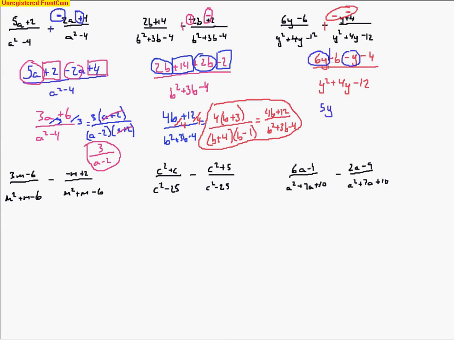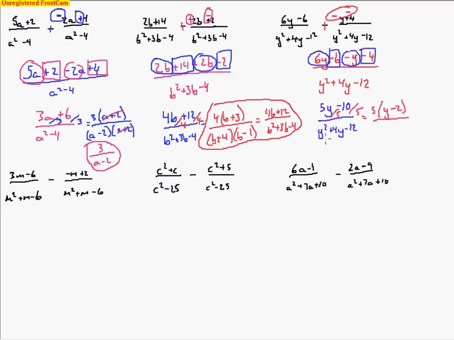Here I have a negative 6 and a negative 4. It leaves me with negative 10. And this is all over y squared plus 4y minus 12. And so now we go ahead and take out that common factor. We've got a 5 that goes into each of these terms, so that goes outside the parenthesis. Do the division, we've got a y minus 2.